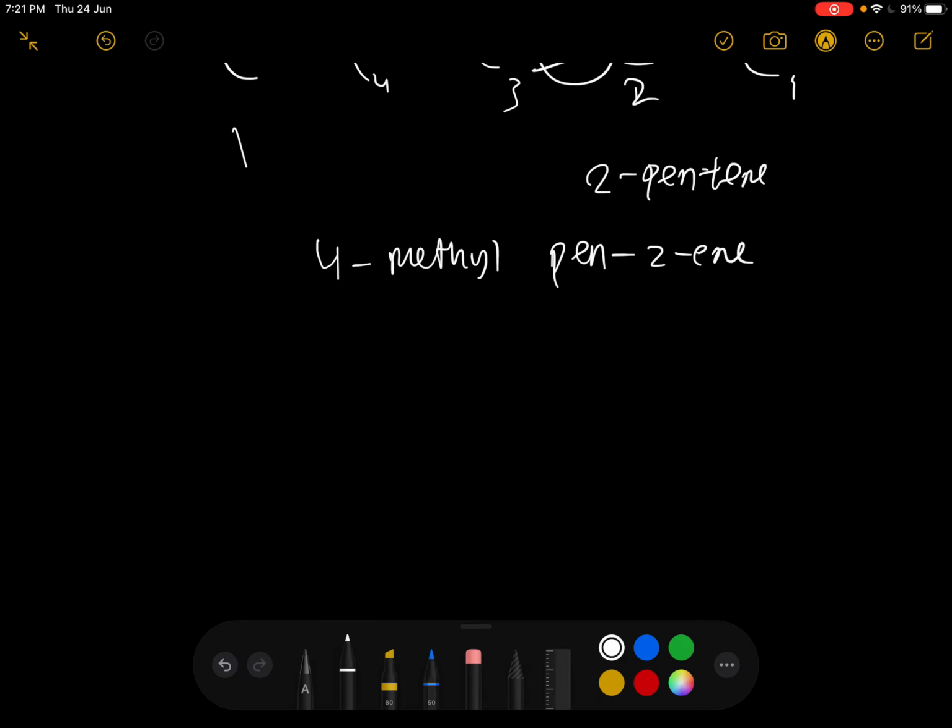Okay, let me see if I missed out on anything. The textbook combines them together, so it'll become 4-methyl pen-2-ene. So yeah, just keep that in mind. Let me see if I missed out on anything. I don't think I have.